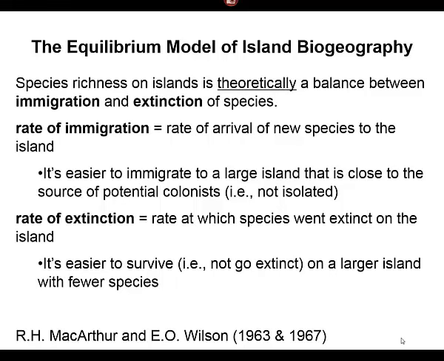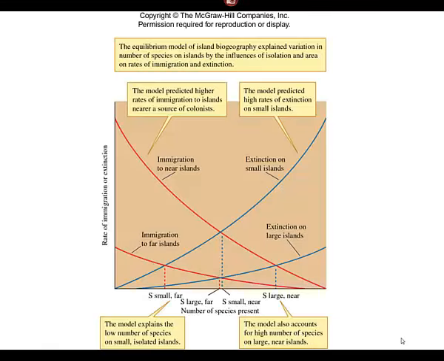So this was set forth by Robert MacArthur, who you learned some about in Chapter 1, and E.O. Wilson, who is what you hear many, many biologists of all walks of the discipline refer to as the modern day Darwin. And this was put forth first in '63 and later again published in a book format in 1967. And what the model demonstrates, it explained the variation in the number of species on islands by the influence of isolation and area on rates of immigration and extinction.